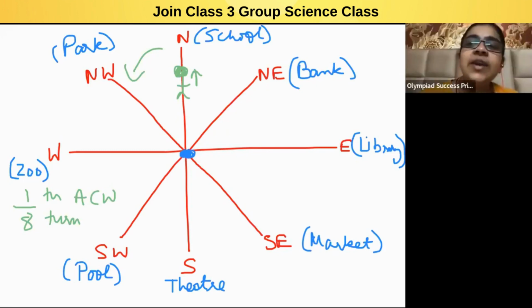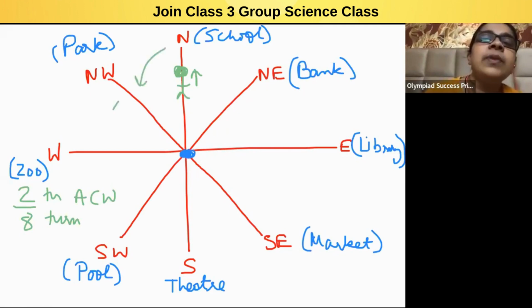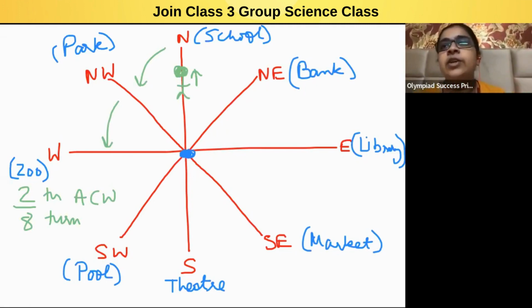Okay. Now, same question. I'm just making a change in the number. 2/8 turn in the anti-clockwise direction. That means you have to move 2 places out of 8 places. Place number 1, place number 2. 2 places out of 8 places is taking you to the zoo. Very good.